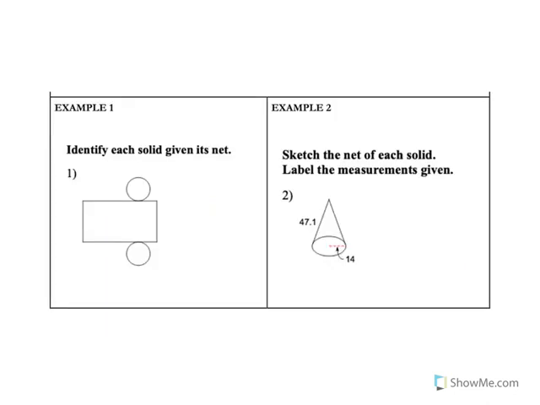All right, so let's see an example. So first you might be asked to identify the solid giving the net. So if we look at this, we see a circle, another circle, and then a rectangle in the middle. Well, very similar to what we just saw. So we know that that means that it is a cylinder. Okay, so we just recognize the cylinder.